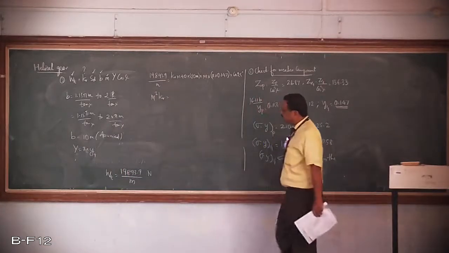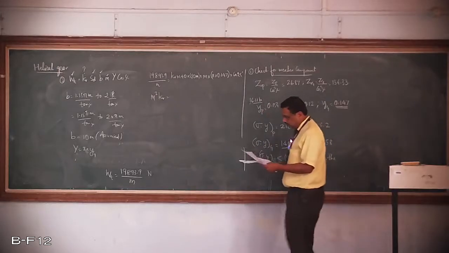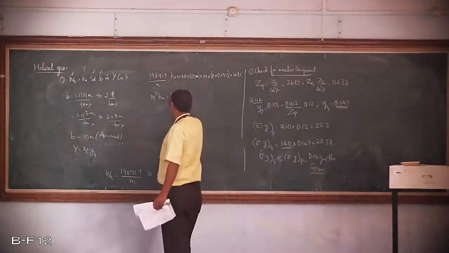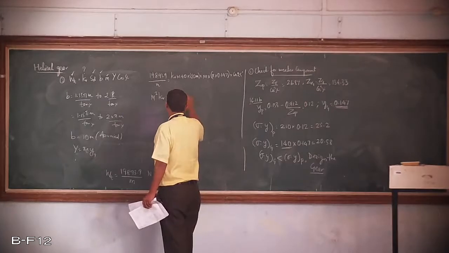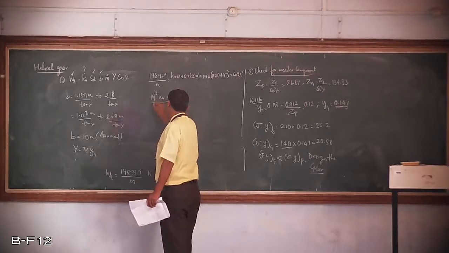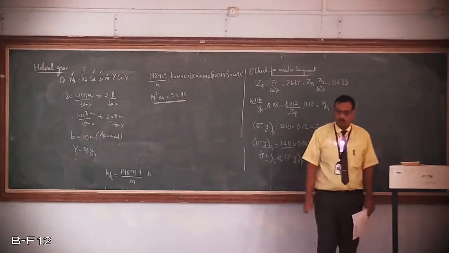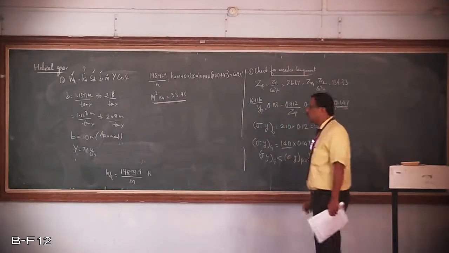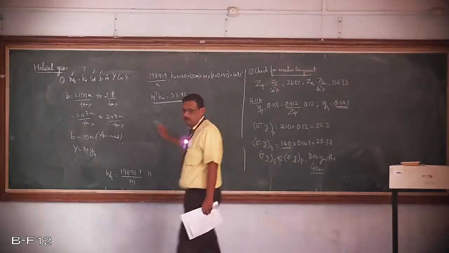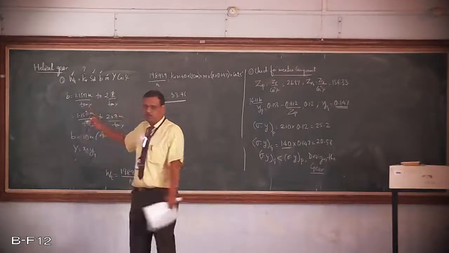If you take m cube into KV and simplify this, you get 33.95. 33.95 is the value of m cube into KV. Now we have to fix the module, and we have to do it by trial and error. This is the same as what we did in the previous class.